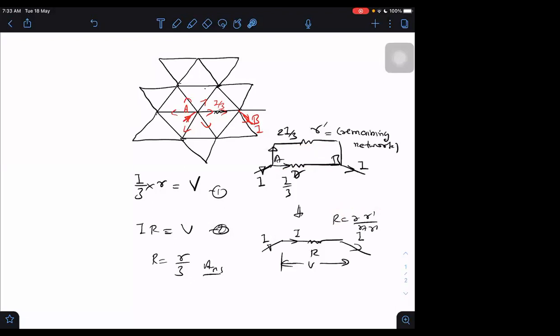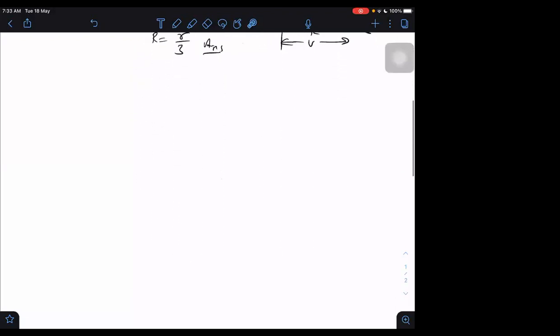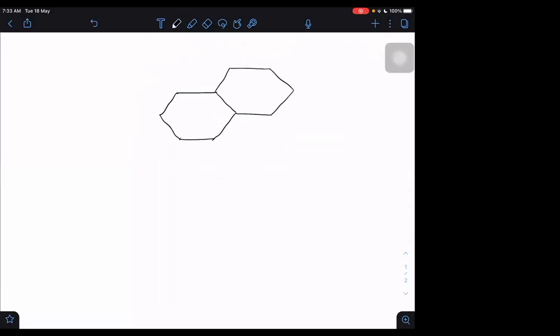Some other questions can be there, but those are similar only. Now, if I make a hexagon and I connect all the hexagons together, like a honeybee network, can you tell me what is the answer for those hexagons if I connect so many hexagons together? R by 6, sir.